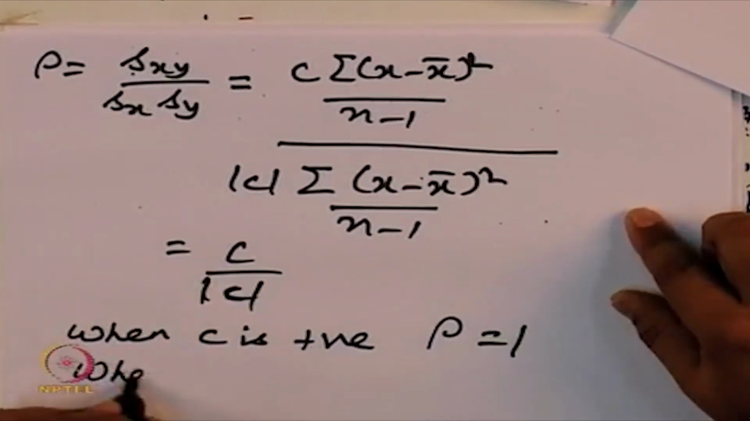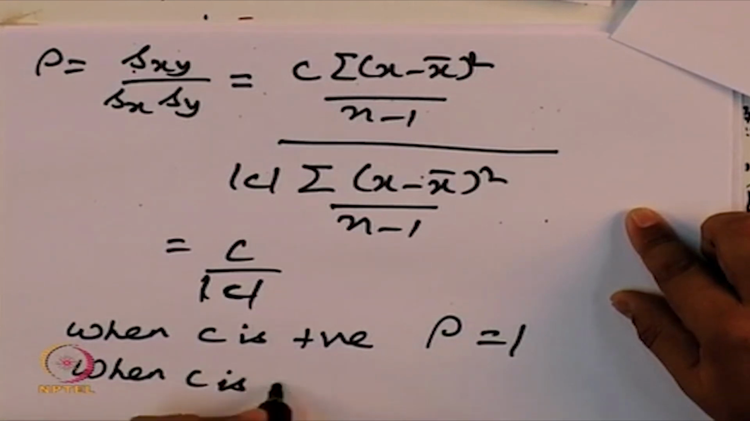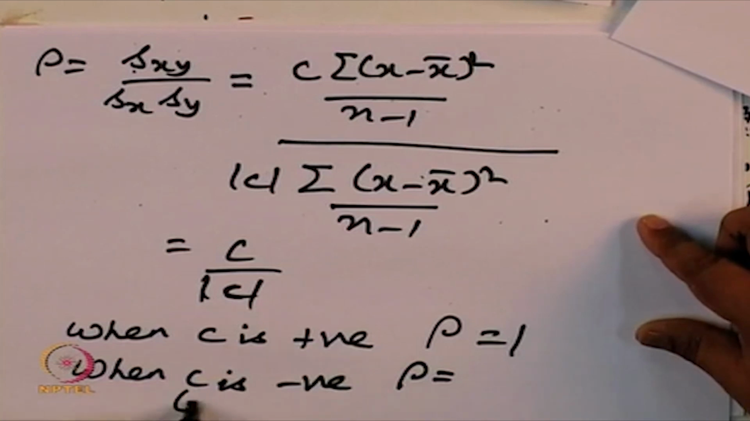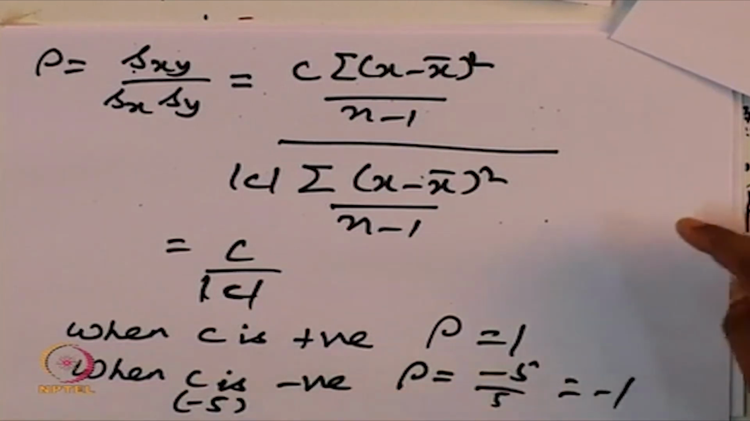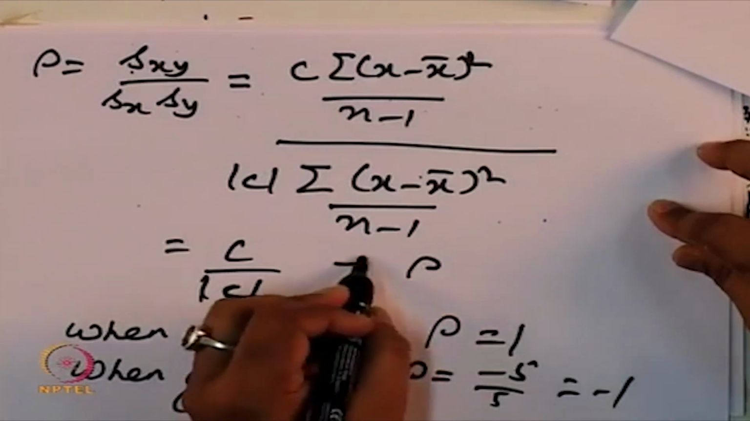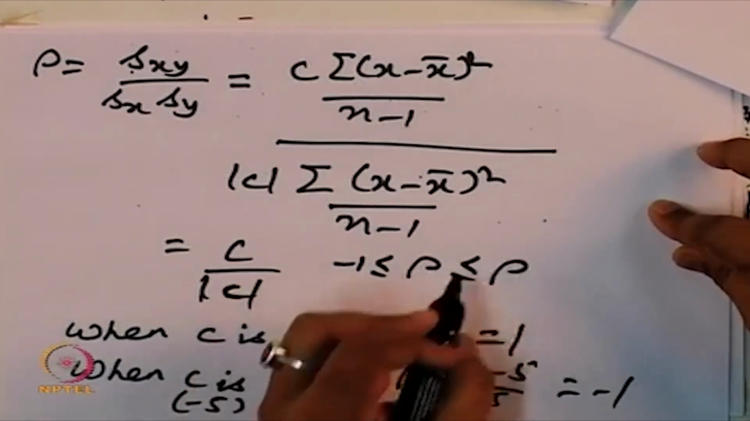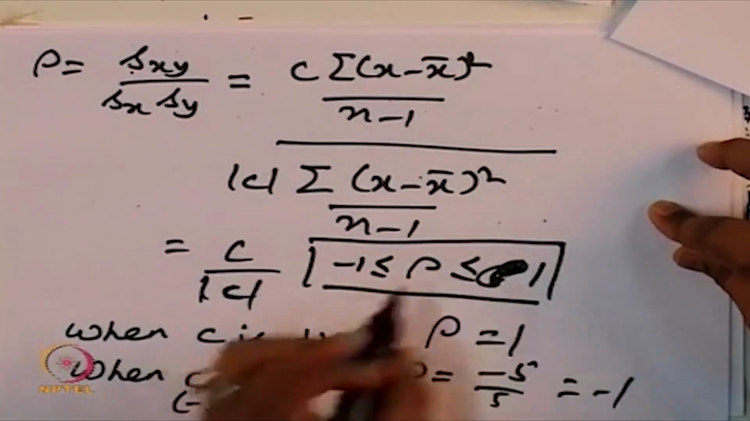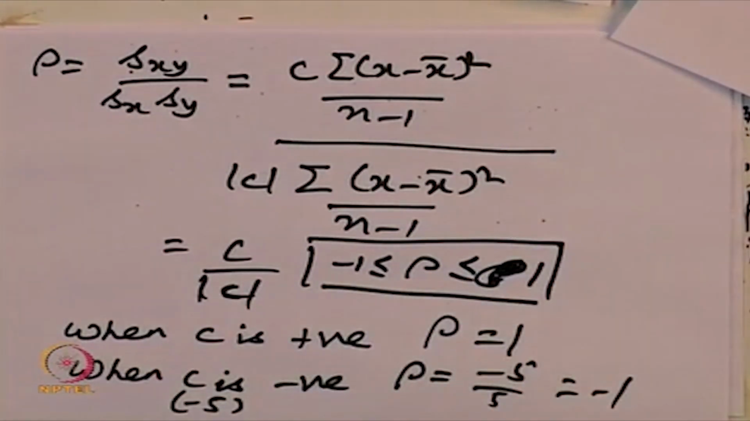When c is negative, rho is going to be, let us say the example is minus 5 by 5, equal to minus 1. This tells you that your rho, the correlation coefficient, is bounded within the following limits. Okay. Rho is bounded between minus 1 and plus 1. Okay. So, this is the value of correlation coefficient.